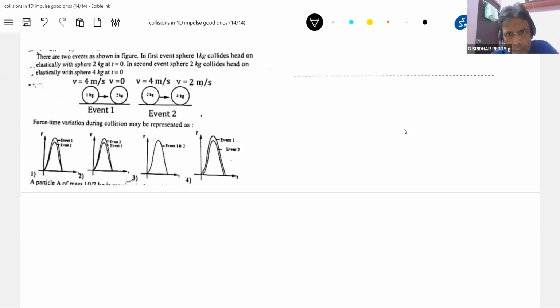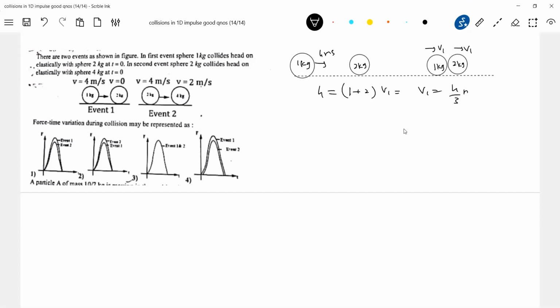So there's a 1 kg block. This is an advanced question asked in Advanced. And this is 2 kg at rest. They'll collide, and at maximum compression, at maximum deformation, both will have a common velocity. Call it V1. Can we calculate that? So what is the initial momentum? 4. This should be equal to (1 plus 2) into V1. So what is V1 equal to? 4 by 3 meter per second.